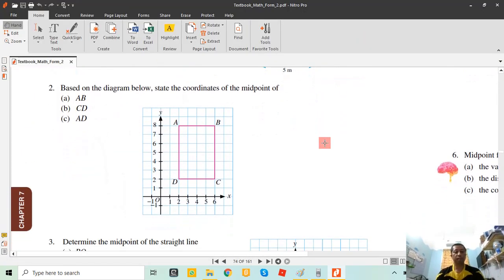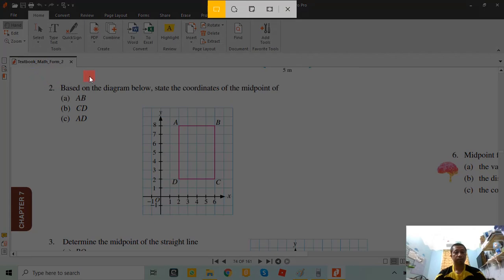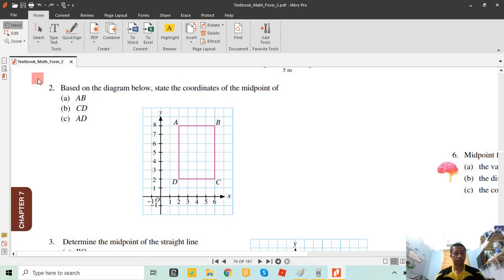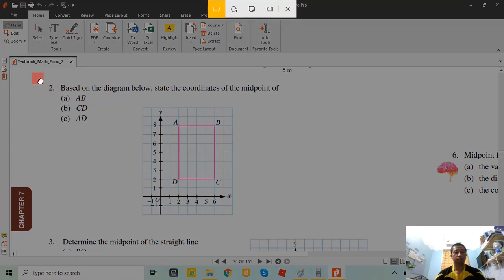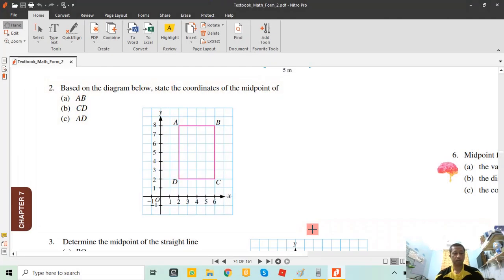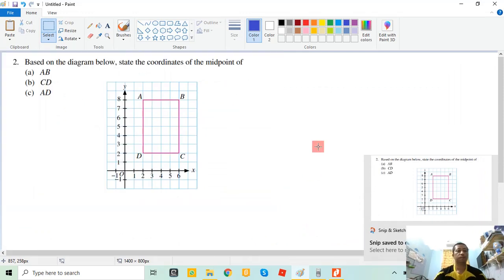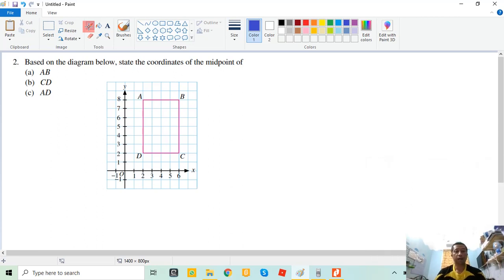Based on the diagram below, state the coordinates of the midpoint. Okay, so let me copy first. Paste. Pen. So, first we want to determine the coordinates of midpoint AB.